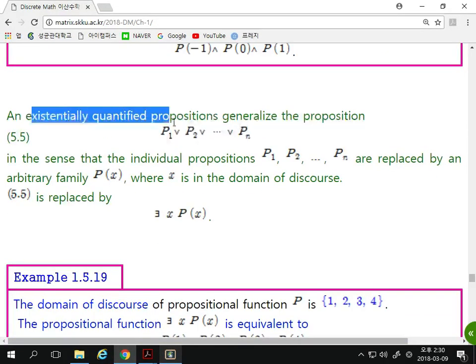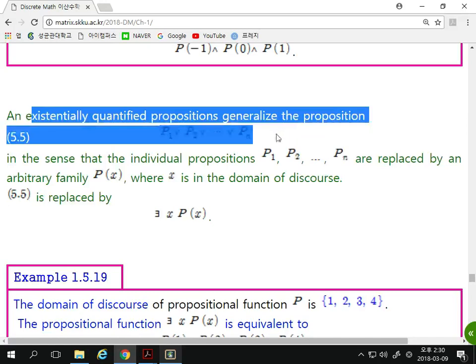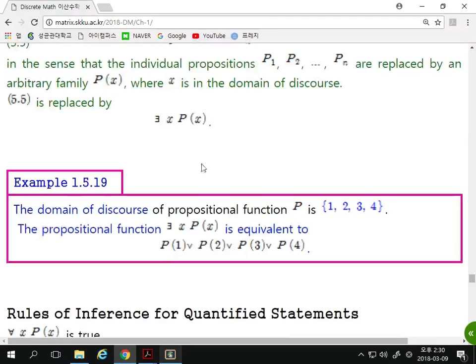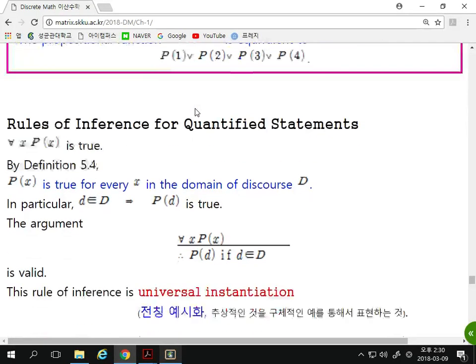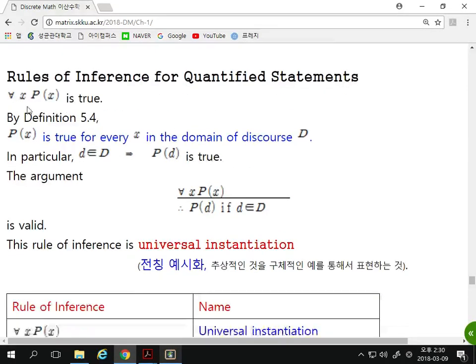The existentially quantified proposition is generalized like this, in the sense that this can be replaced. Okay, same. The domain of discourse of propositional function P is 1, 2, 4, like this. Here, the rule of inference for a quantified statement: for all x, P of x is true. By definition, P of x is true for every x in the domain of discourse D, and in particular, if d is in the domain D, then P of d is true.